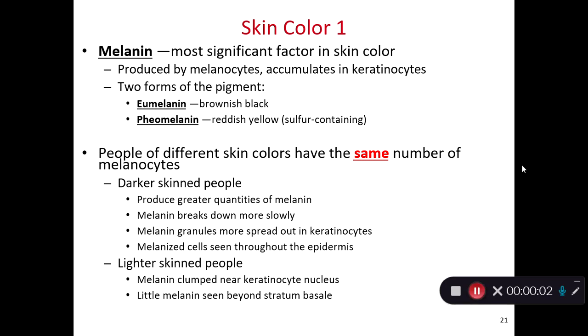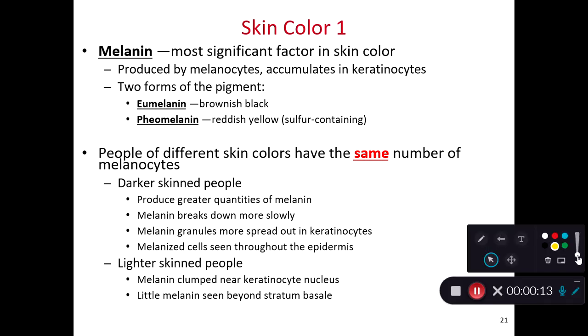Hi class. In this recording, we're going to focus on skin color and some of the extra features of our skin that we can see, some of the markings that we see on our skin. Our skin, not skins, skin, singular. Hopefully you don't have plural skins on your body. So as we look at our skin, the single most significant factor that gives us color to our skin is this wonderful pigment called melanin.